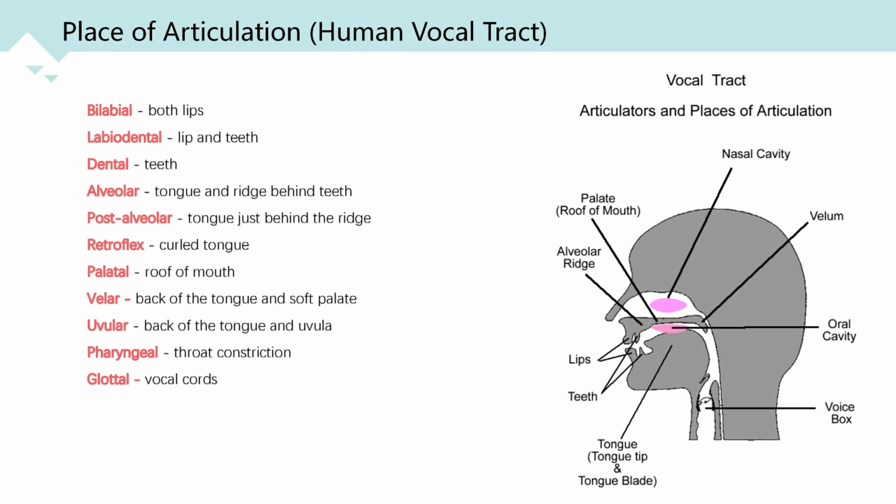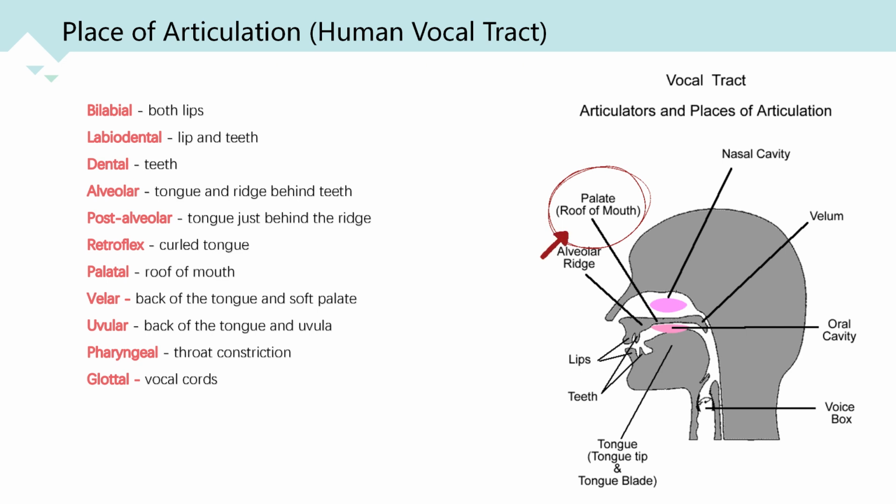Now, let's examine the places of articulation more closely. If you refer back to the IPA chart and find it confusing, feel free to revisit this slide for clarification. Bilabial refers to sounds produced using both lips. Dental indicates sounds articulated with the tongue against the teeth. Alveolar pertains to the area known as the alveolar ridge.